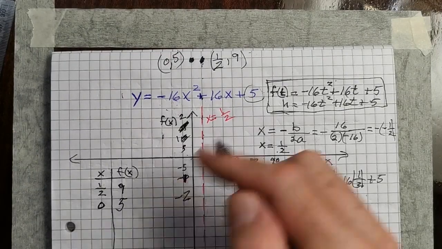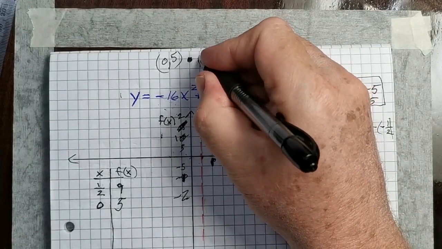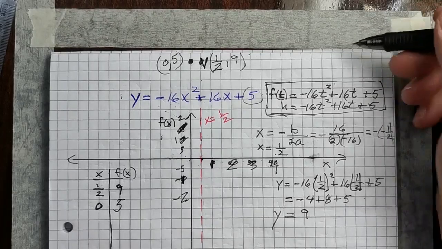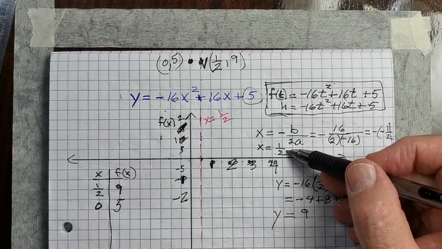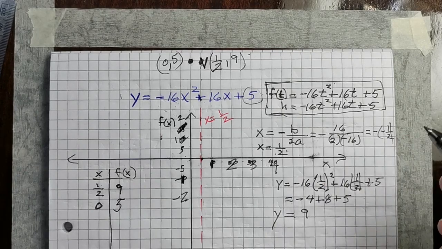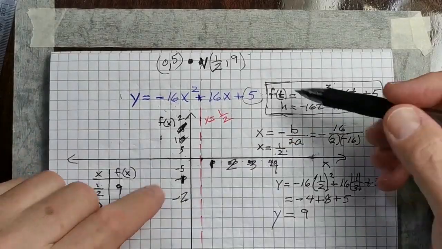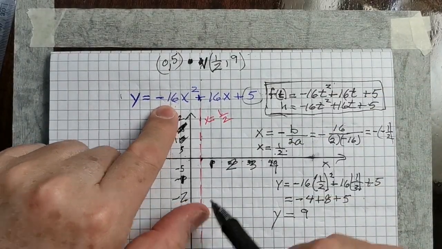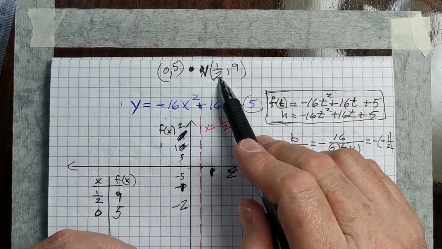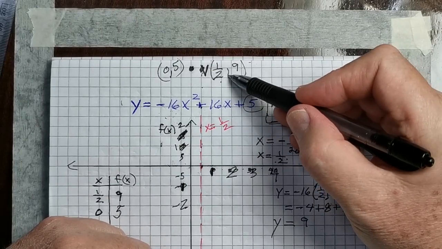What's our vertex? Vertex V, right here, 1/2, 9. What's the axis of symmetry? X equal to 1/2. Okay? And what is the maximum height that the ball goes? Well, the graph opens down. You agree? Opens down. The vertex would be the maximum. What was our vertex? Vertex is 1/2, 9. So when x equals a half, the value of the function is 9.